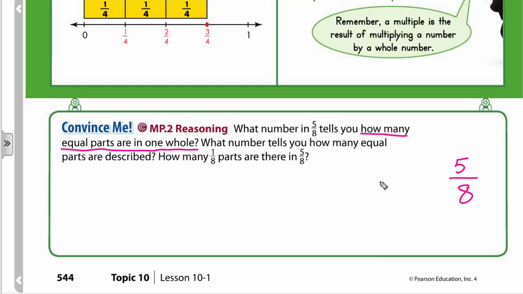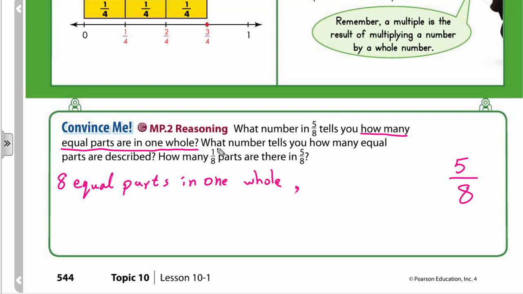The 5 or the 8? We have only two numbers. How many equal parts in the one whole? All of it. The total. 8. Yes, so the answer is 8 equal parts in one whole. Okay, great. Let's continue to the second part.